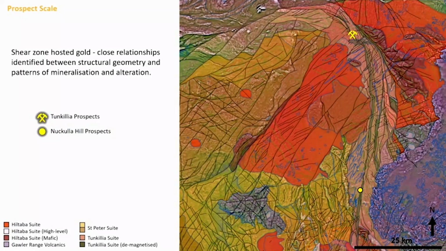Last slide. Shear zone hosted gold prospects occur at Tunkillia and Nuckulla to the south. Close relationships are identified between structural geometry and the patterns of mineralization and alteration. So the sheared and brecciated Tunkillia suite represent the host rocks, with gold anomalism thought to be associated with Hiltaba emplacement in GRV.